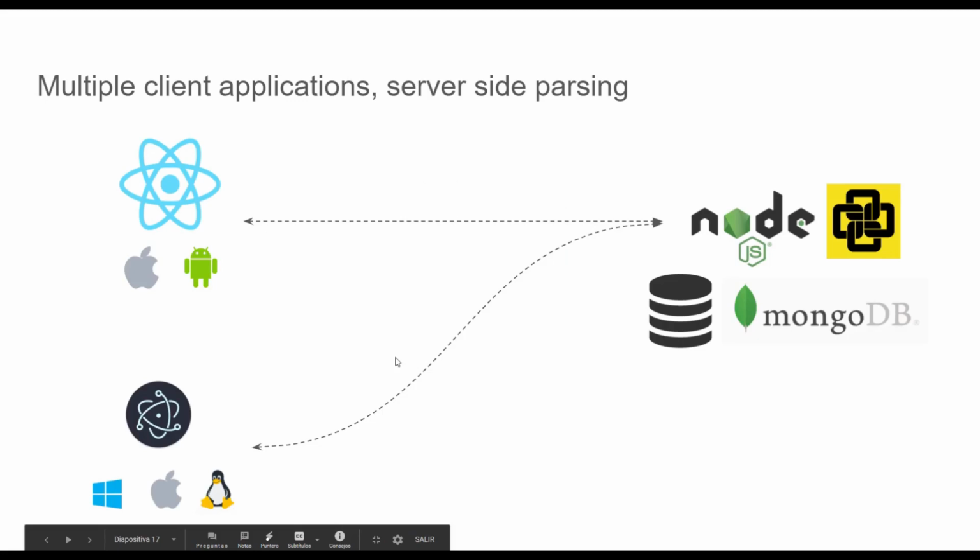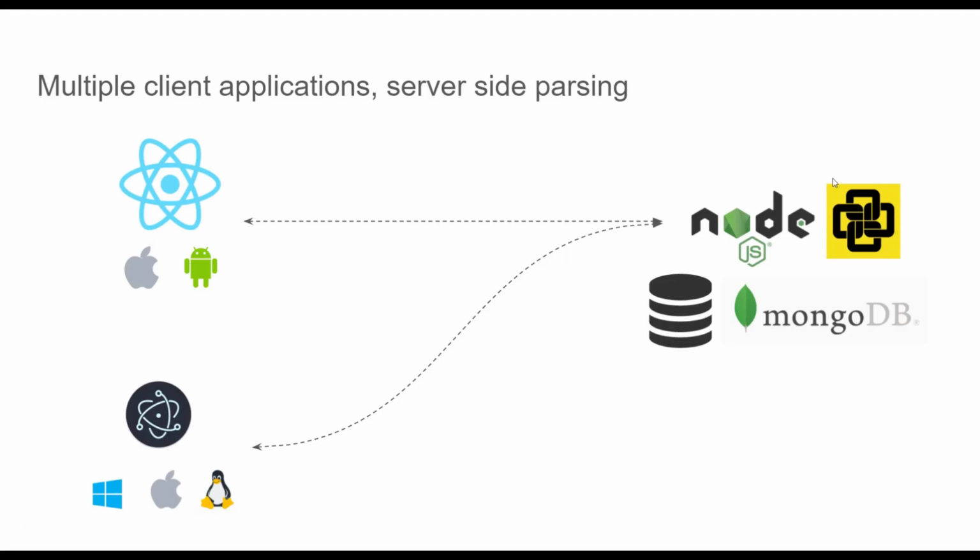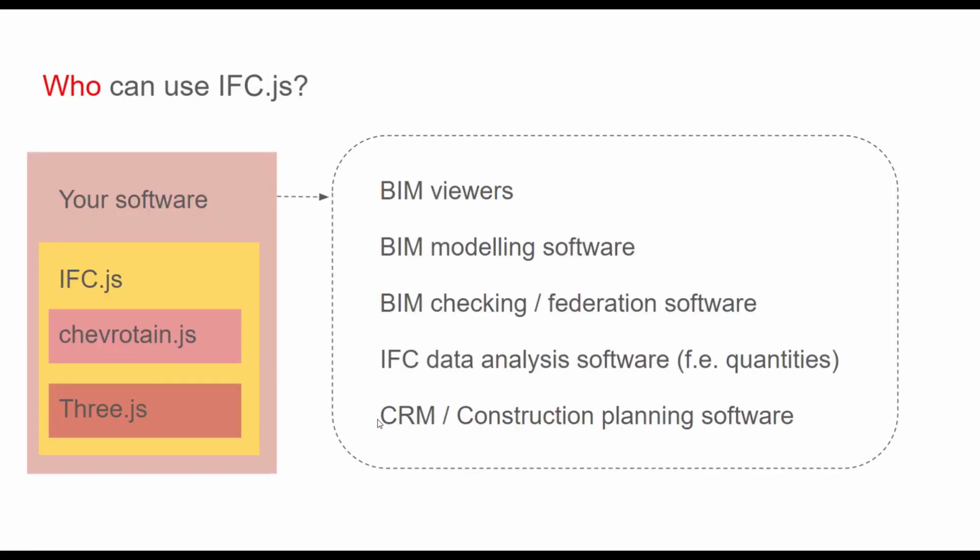And you can split things. You can perhaps have a Node.js server doing all the processing, like parsing the IFC and generating the geometry, and then send the information to perhaps React Native applications or Electron applications. So in the end, you can do anything with this. You are not forced to use a specific architecture or schema.